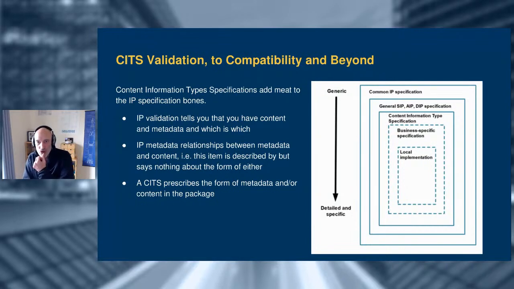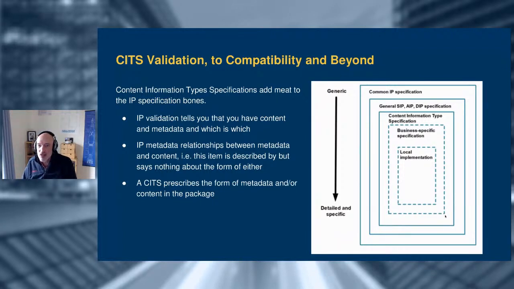Now we're just going to have a quick look at the idea of SIP validation. The CSIPs add the meat to the IP specification bones. IP validation basically tells you that you have content and metadata and which is which, and says a little bit about the types of metadata involved. It also records relationships between metadata and content, but it says nothing about the form of either. A good CSIP prescribes the form of metadata and the content in the package and provides relationships between the two.